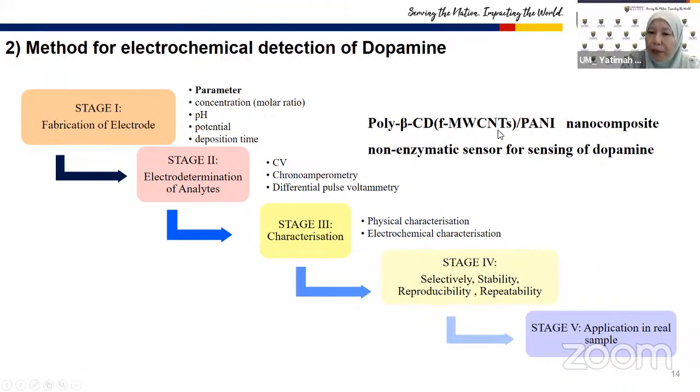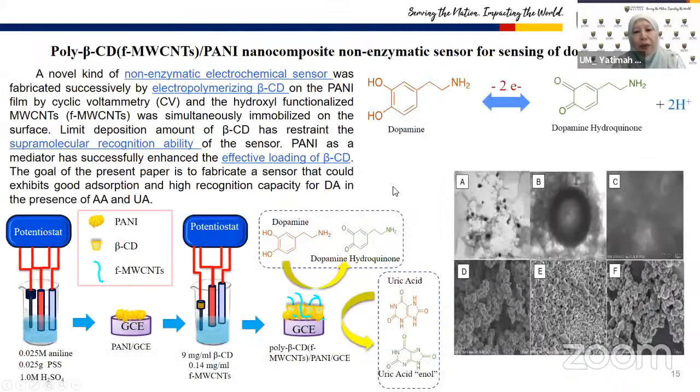Composite with multi-wall carbon nanotubes on top of the polyaniline. So this combination is called a nanocomposite. Why do we call it a non-enzymatic sensor? Dopamine is not an enzyme. So it's actually a non-enzymatic sensor for dopamine detection. So we will go through all of this, stage 1, stage 2, stage 3, 4, and 5. Okay, let's look into this.